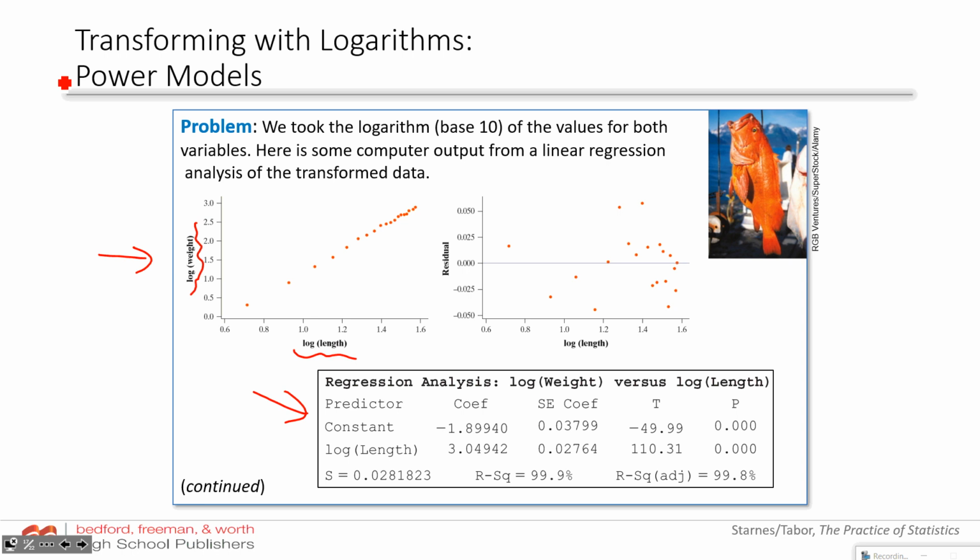The residual plot, how did I know it's the residual plot? Because it says log of the length, which is x, versus residual, right? And the residual plot looks randomly scattered. So down at the bottom, this is the output that came out from the computer that gives me the slope and y-intercept, r-squared, all that stuff.